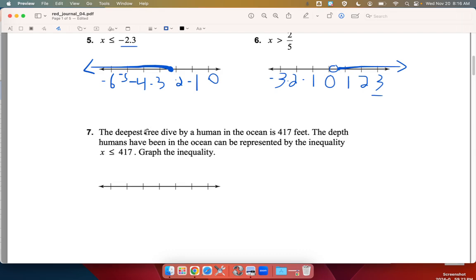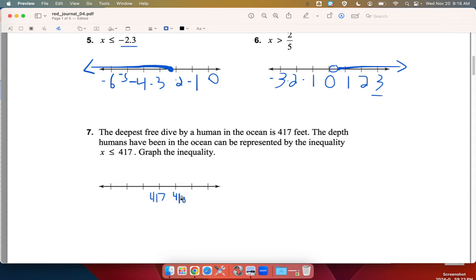The deepest free dive in the ocean was 417 feet. The depth of humans in the ocean could be represented by the inequality x is less than or equal to 417 feet. Graph the inequality. Please note, again, you must do it evenly. So that's where I would show you again here. You can't do 417 and then change how you're counting and do 418 here. You can't change your numbers.